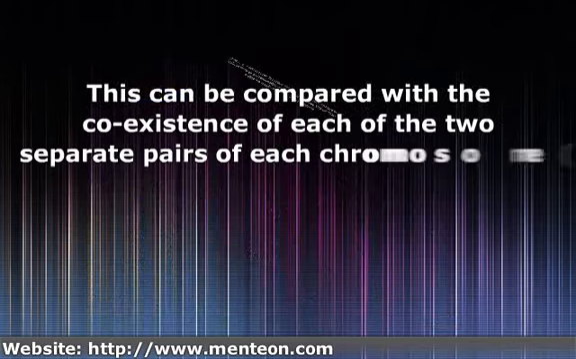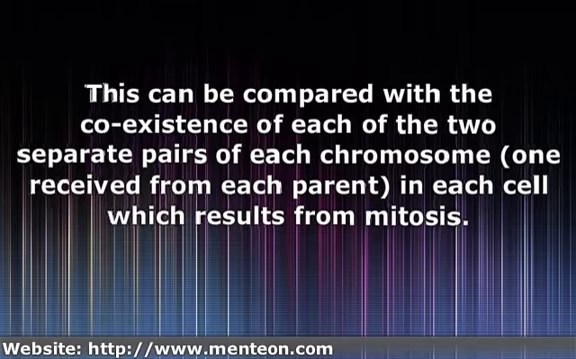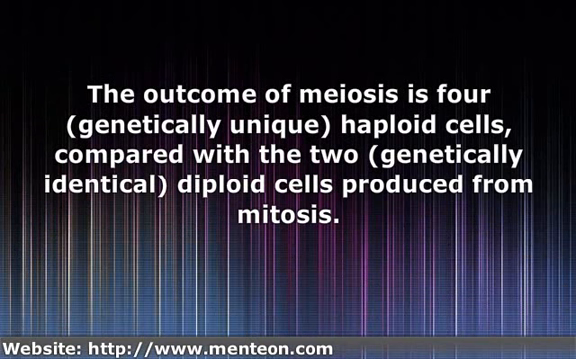This can be compared with the coexistence of each of the two separate pairs of each chromosome, one received from each parent, in each cell, which results from mitosis. The outcome of meiosis is 4 genetically unique haploid cells, compared with the 2 genetically identical diploid cells produced from mitosis.